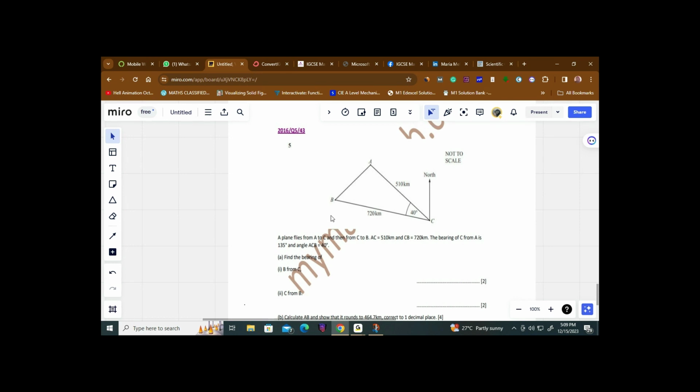They have just given us a figure that explains the journey of a plane. It says that a plane flies from A to C and then from C to B. This is the proper journey trajectory. Then they have given us the lengths of AC and BC, and they have given us angle ACB, which is 40, and they have given us the bearing of C from A. From A means you have to draw your north axis at point A like this. This time I need an arrow.